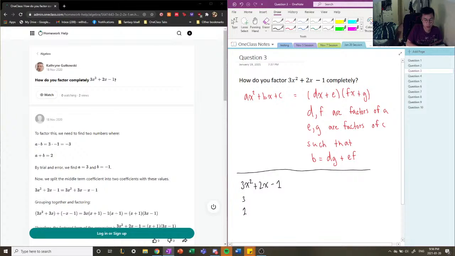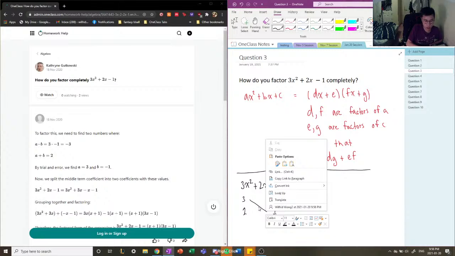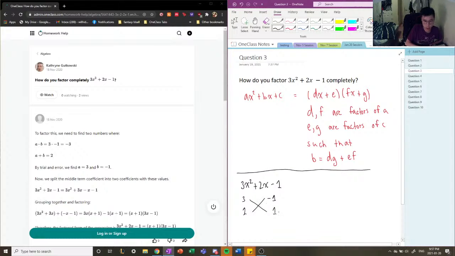Now that we have found the factors 3 and 1, we want to think about the factors of negative 1. Since it's a negative number, one of our factors has to be negative, and the only factors of negative 1 are negative 1 and 1. So that's what we're going to write out here. Now, this is mostly trial and error at this point, because the next part of the process is to cross multiply these digits. What I mean by cross multiply is you multiply 3 and 1, and 1 and negative 1, and add the products together. So 3 times 1 is 3, and 1 times negative 1 is negative 1.